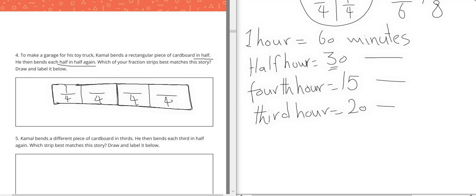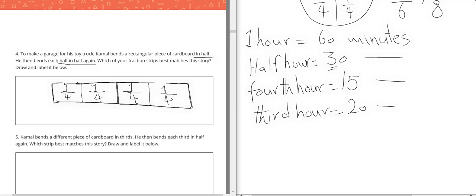This part is 1 part of 4 parts. Each part is called a fourth. Okay, so at the end he divided the cardboard into 4 equal parts.